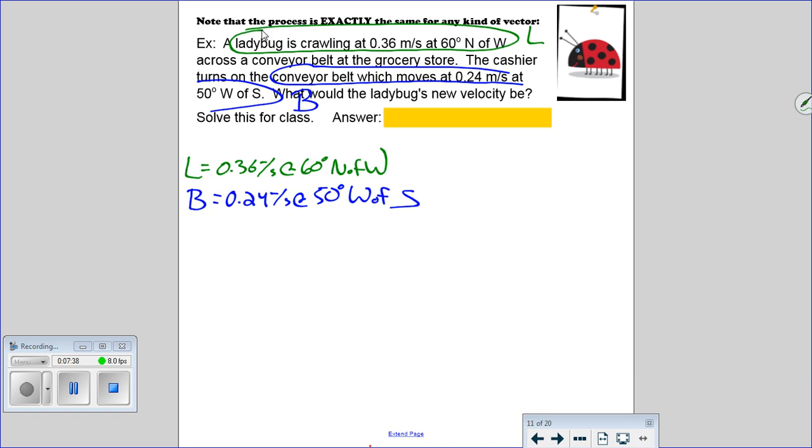Okay, so vector L. We're going northwest. So here's north, here's west, here's northwest. Good? So that's my vector L. Now, one of these two angles is 60 degrees. Is it the top one or the bottom one? North of west. So that would mean start at west and then go north of it. 60 degrees. There it is, bottom one. Make sense? Any questions? Joey, you good? Yeah, we're good. You sure? All right, so there's our vector L, 0.36 meters a second.